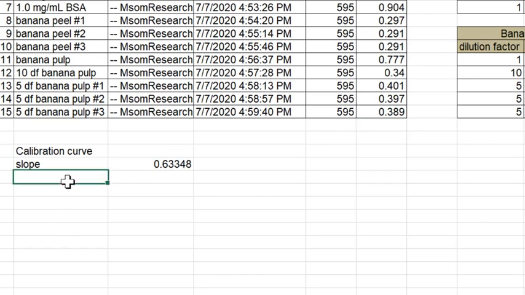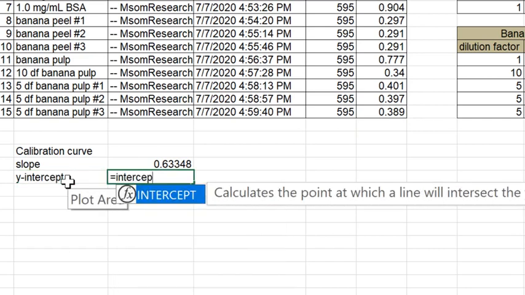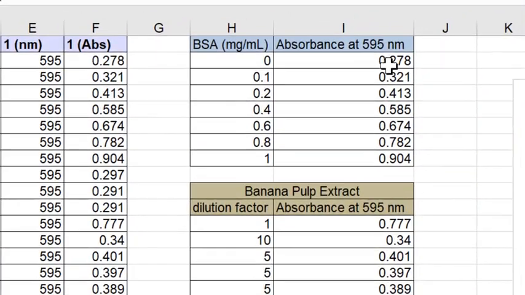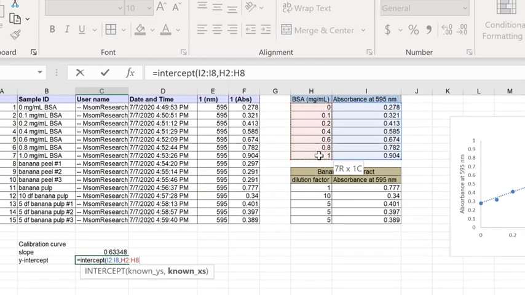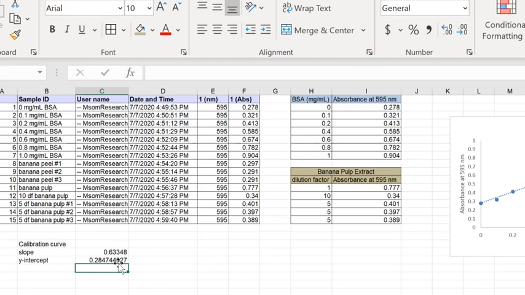To get the y-intercept, the function is actually called INTERCEPT. Again, selecting the known y's and the known x's. And I'm extracting the digits.